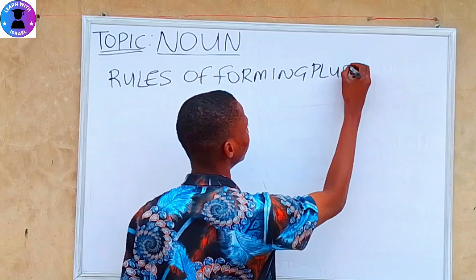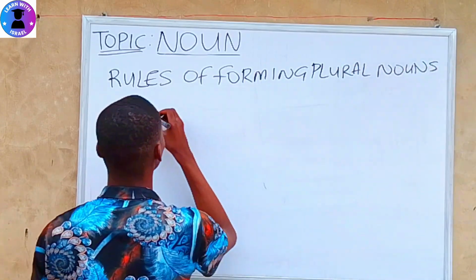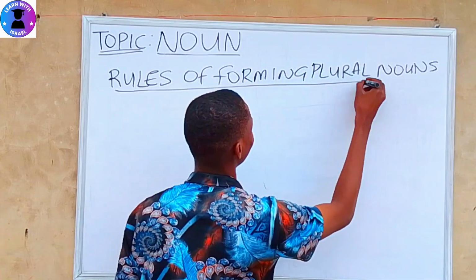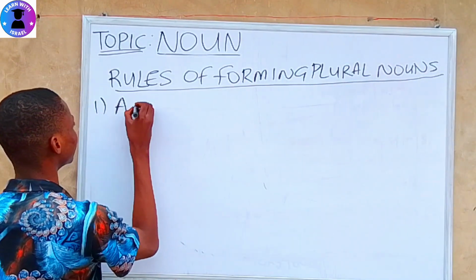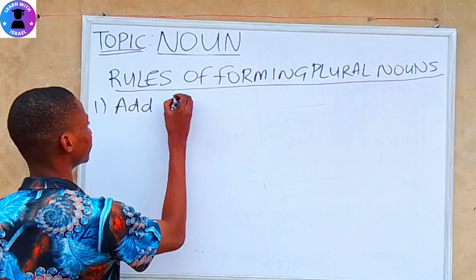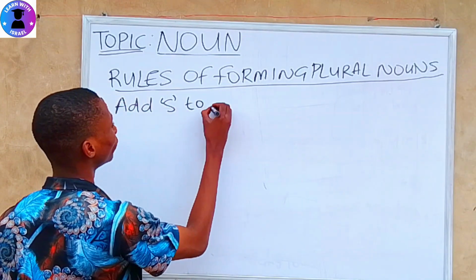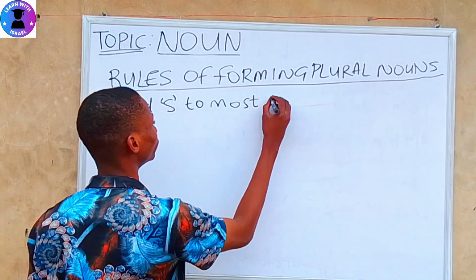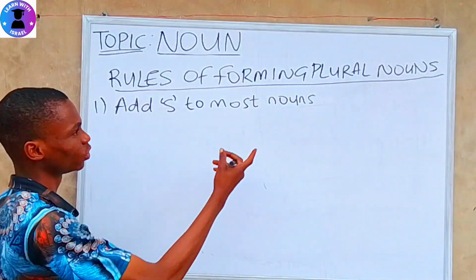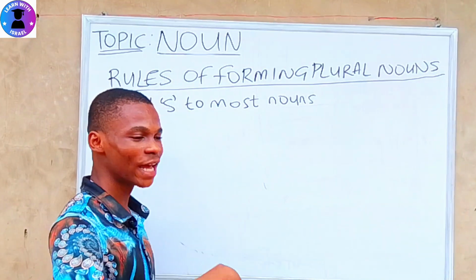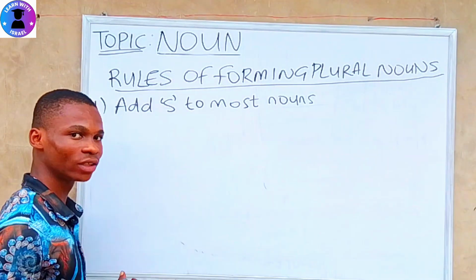Rules of forming plural nouns. The number one rule is add s to most nouns. Now I said most nouns. Most plural nouns involve adding s at the end of the word, or adding es at the end of the word.